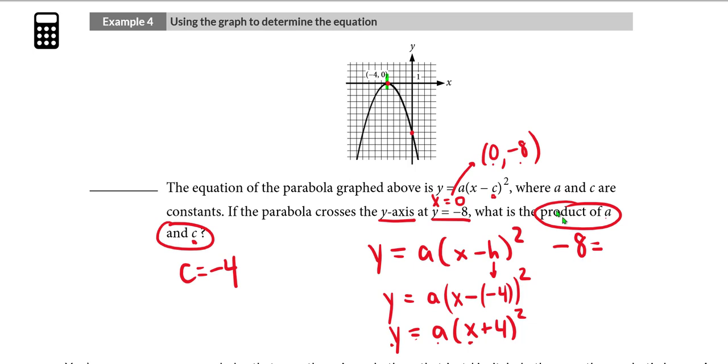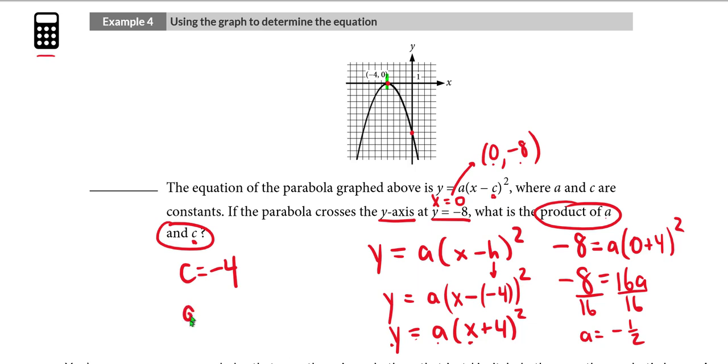Negative 8, I'm just substituting that y value in for y, equals a(0 plus 4) squared, I'm just substituting that 0 value in for x. And now this is just a very simple basic algebraic equation. 0 plus 4 is 4. 4 squared is 16. So I've got negative 8 equals 16a. I'm going to divide by 16. I'm writing all my intermediate steps here. I've got a equals negative 1/2, just flipping the two sides there. This is a calculator question. If you wanted to use your calculator to solve any of this, you could. I did not, obviously. So we have that a equals negative 1/2.